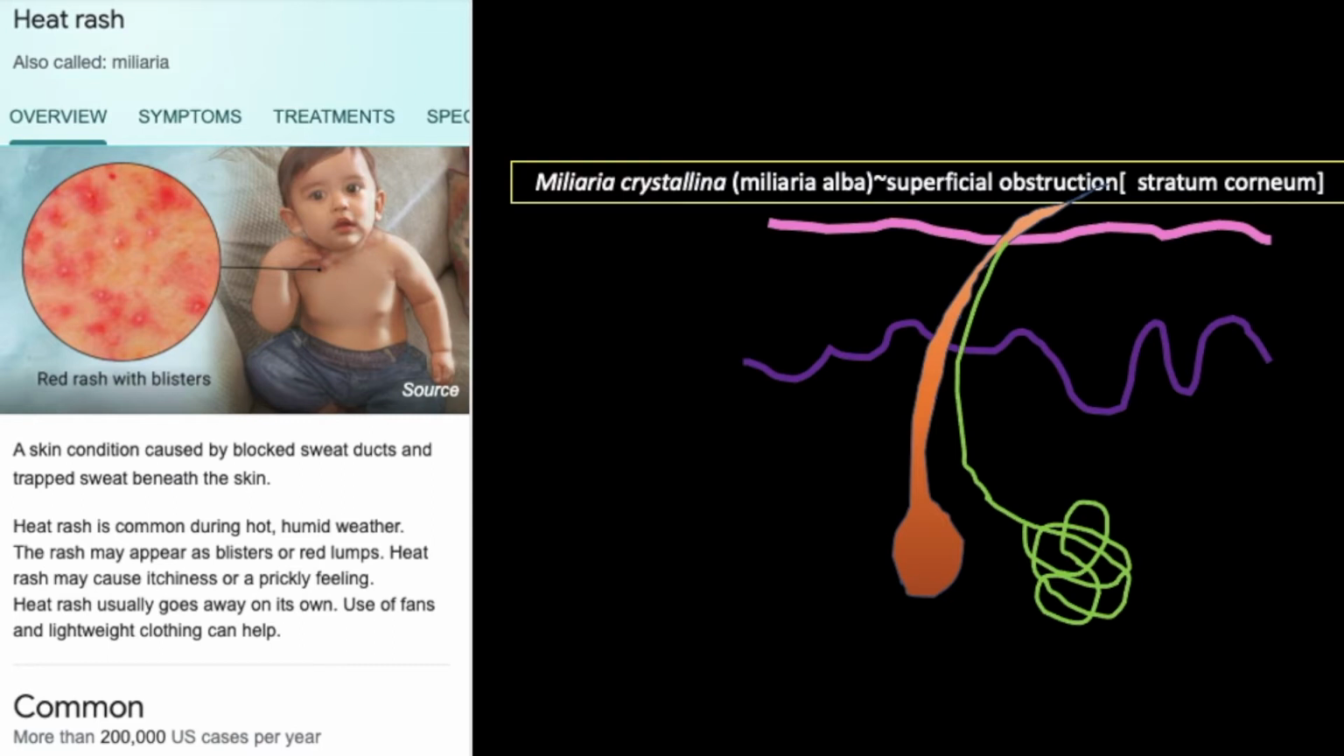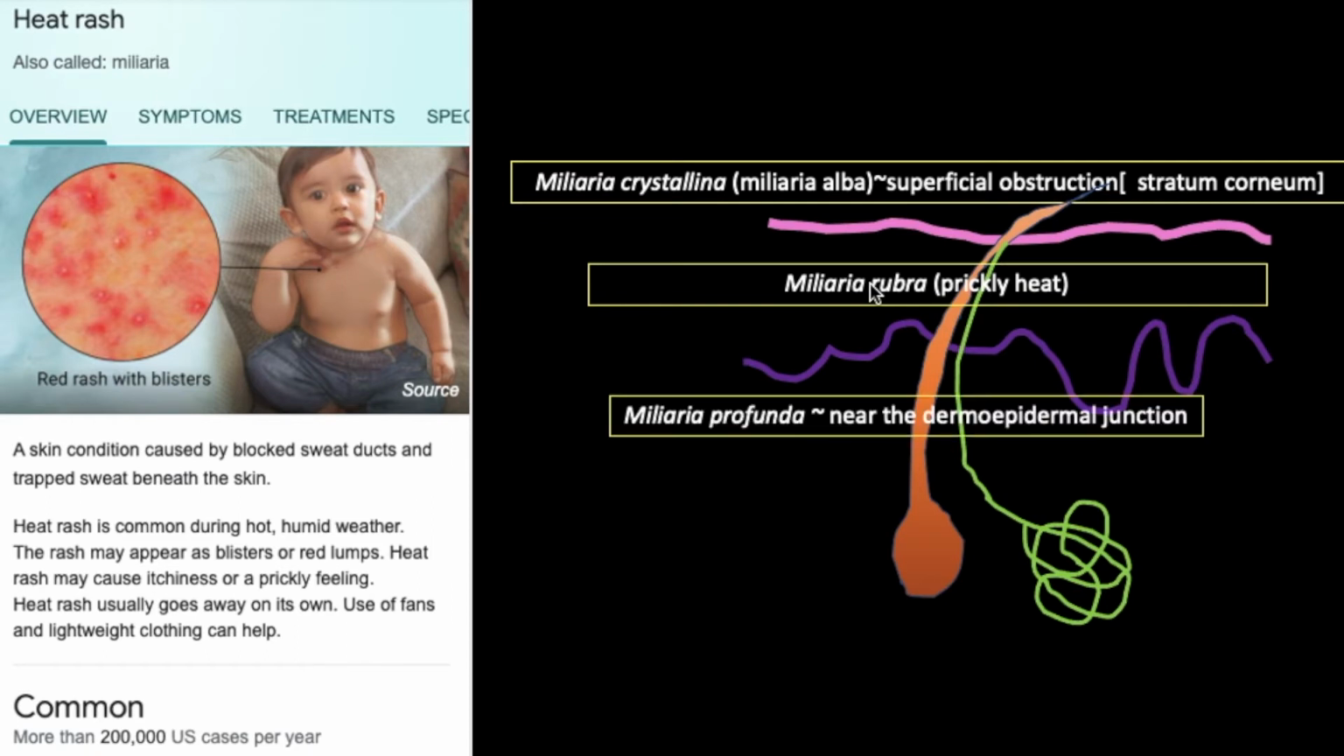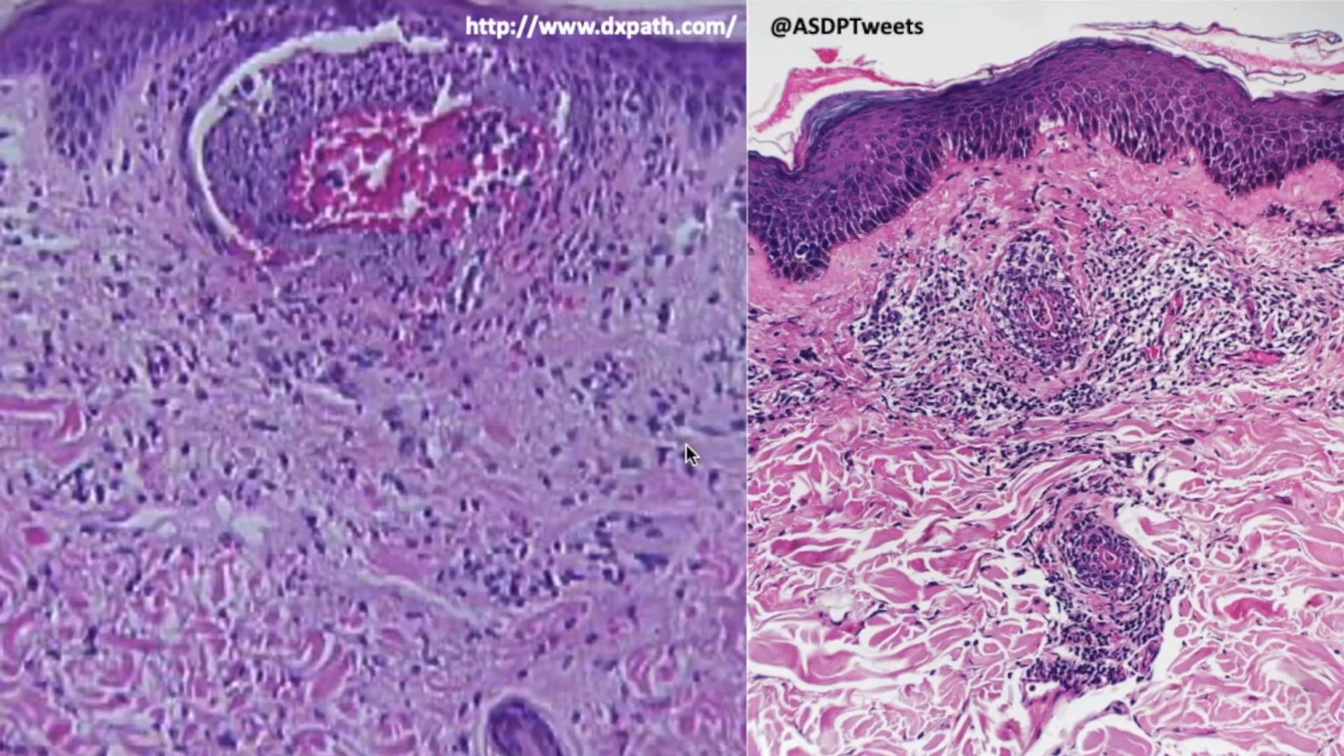So for those categories, we have the obstruction. If the obstruction happens in the stratum corneum or the superficial layer, we have Miliaria crystallina. If it happens inside the epidermis, we call it Miliaria rubra. If it happens at the dermal epidermal junction, we call it Miliaria profunda. These are just two examples to show you the difference between the superficial and deep units of the damage. Here the damage is in the sweat duct, and here the damage is also in the sweat duct.